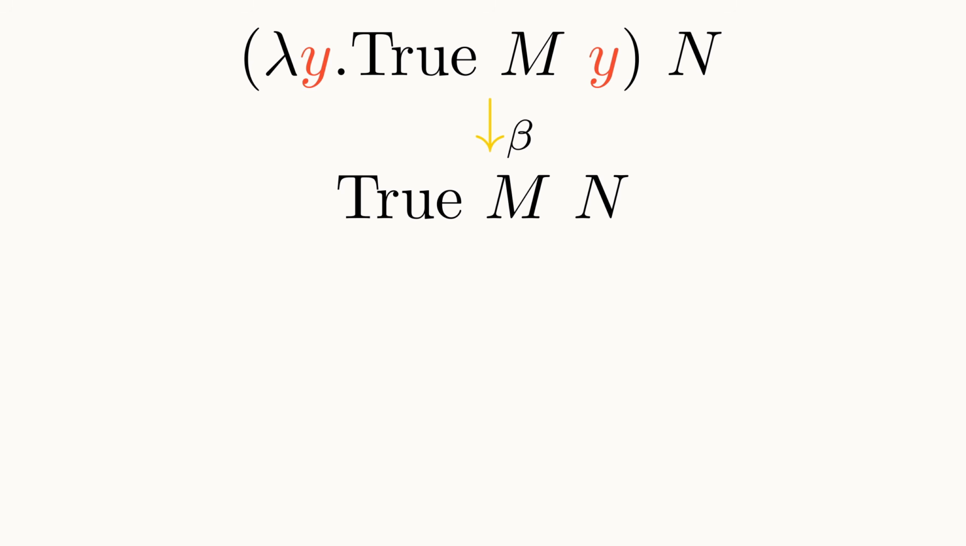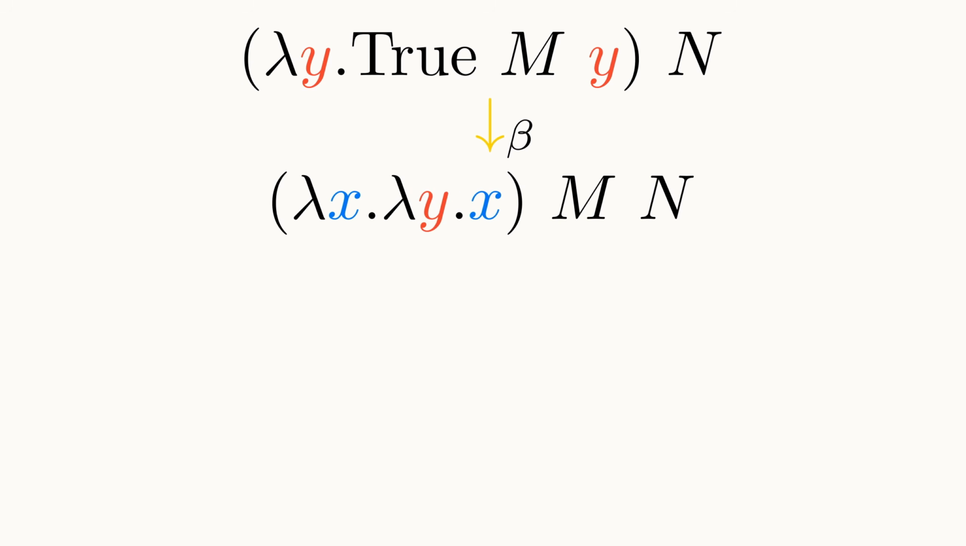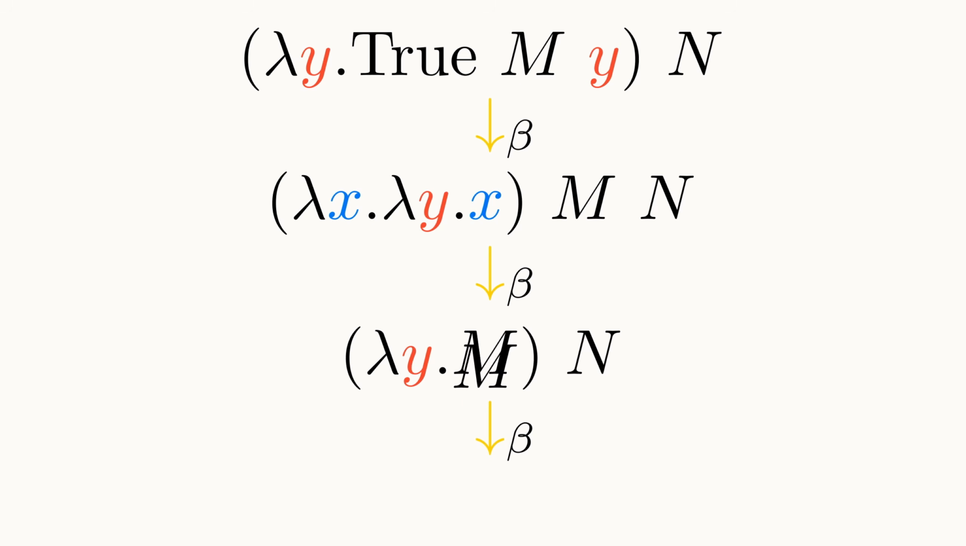Now we can turn the term true back into its definition in the lambda calculus, the function that takes two arguments and returns the first. So let's first substitute m for x, giving lambda y dot m applied to n. Finally, substituting n for y just returns m, since there aren't any y's in this lambda abstraction at all.